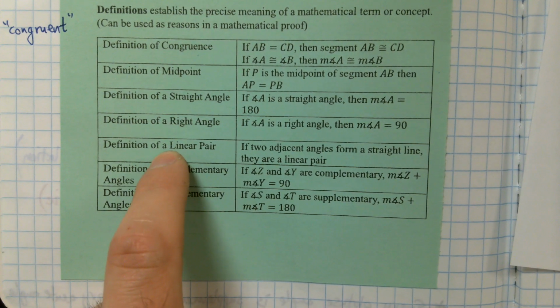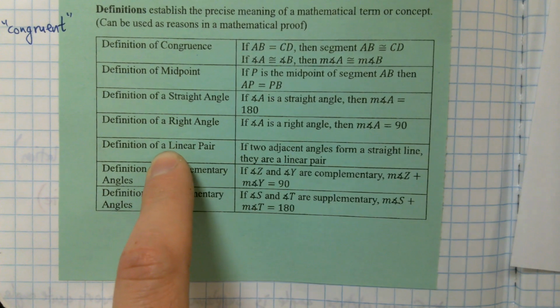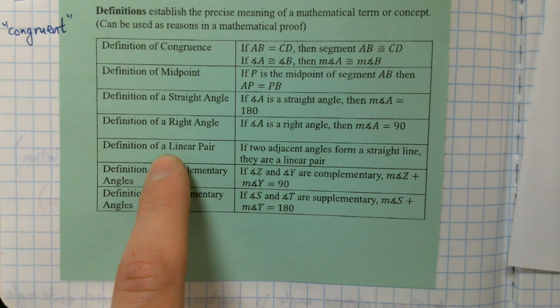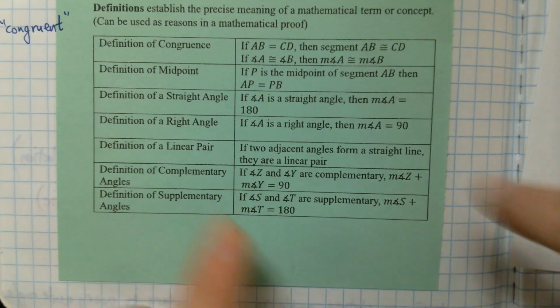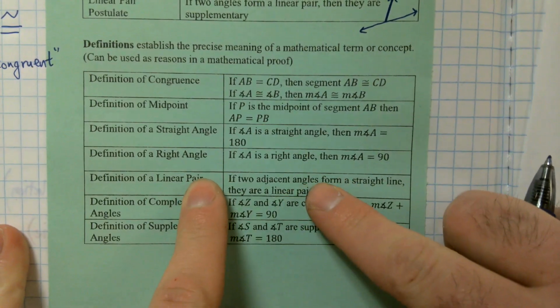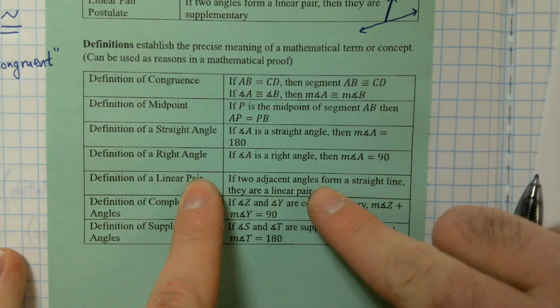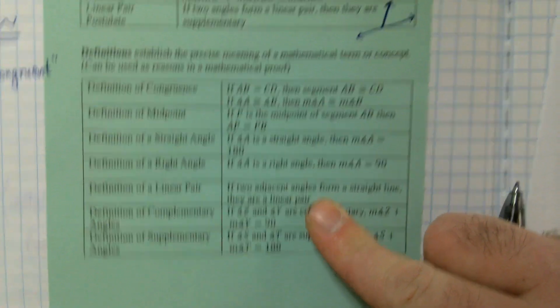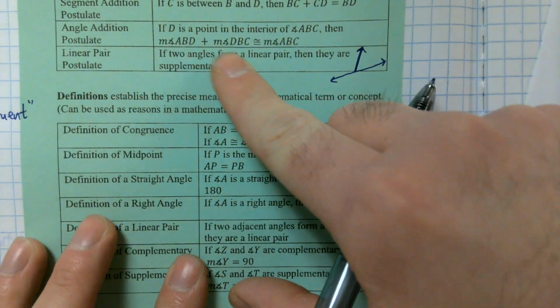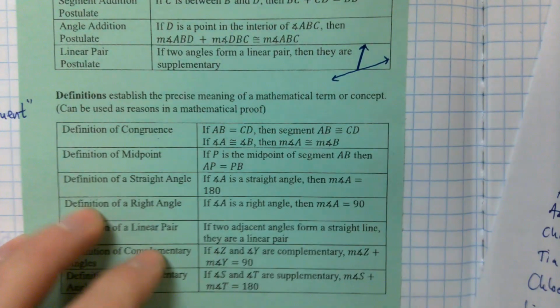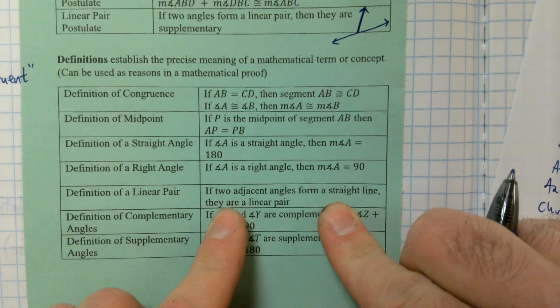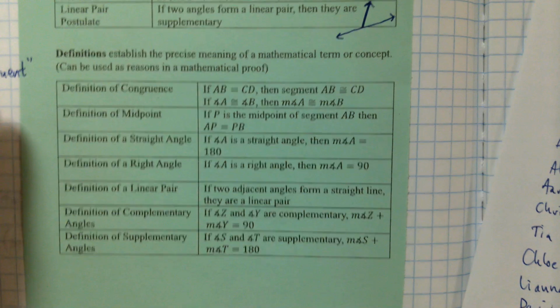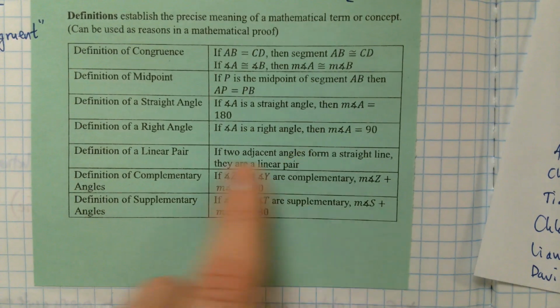Can I get someone to define a linear pair for us? Yeah, Tristan. If two adjacent angles form a straight line, they are a linear pair. Perfect. So this kind of goes along with what we talked about with the linear pair postulate, right? If two adjacent angles form a straight line, they are a linear pair, which then leads into if two angles form a linear pair, then they are supplementary. So therefore, if two adjacent angles form a straight line, they are supplementary. And we'll talk about what that is in a second.